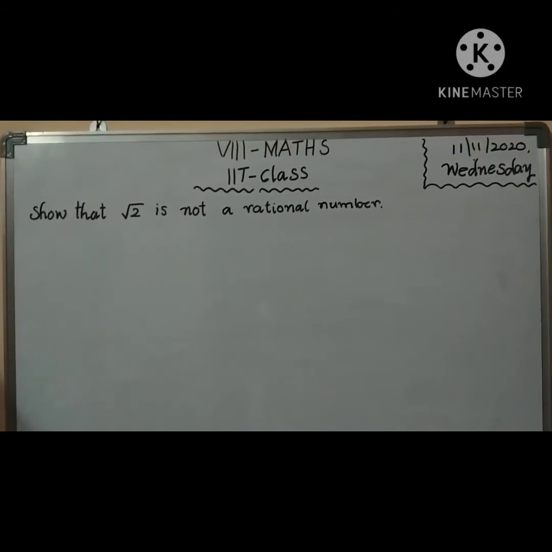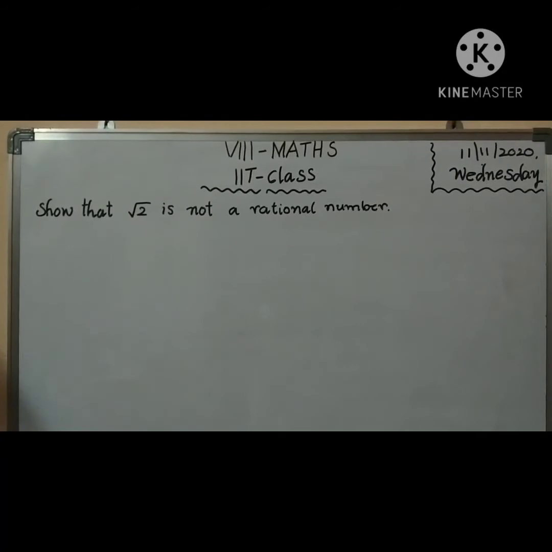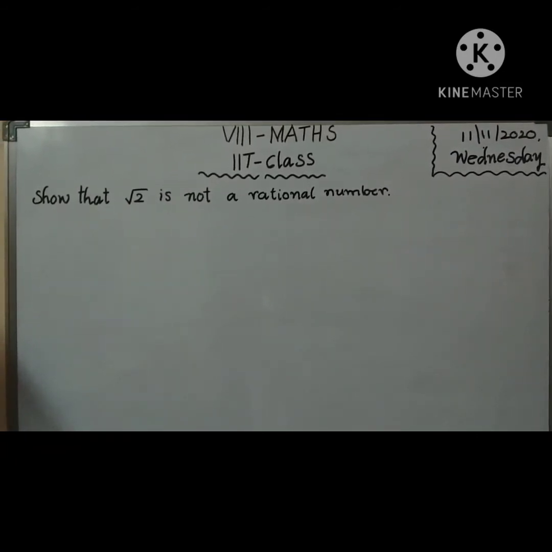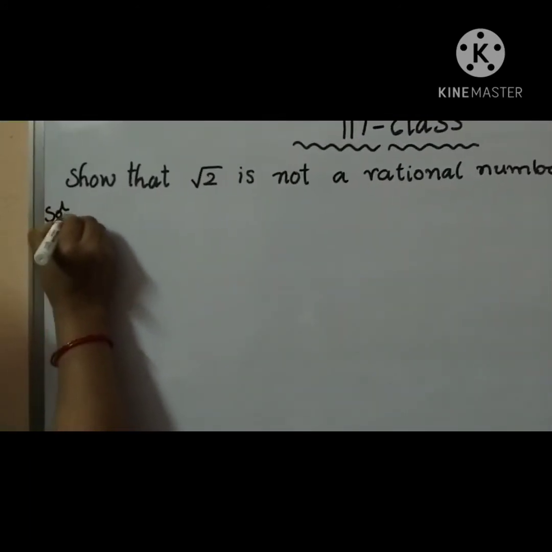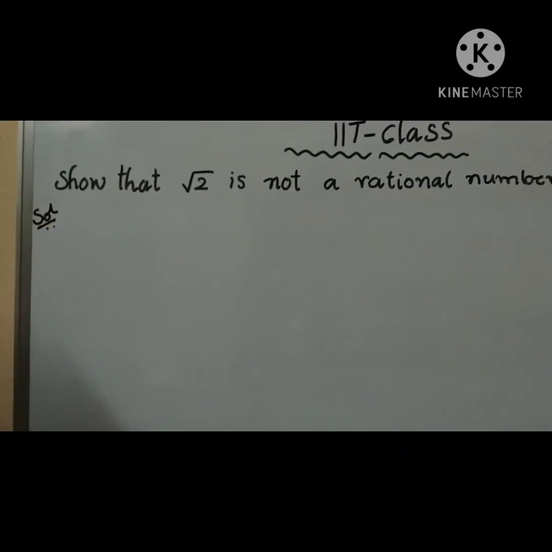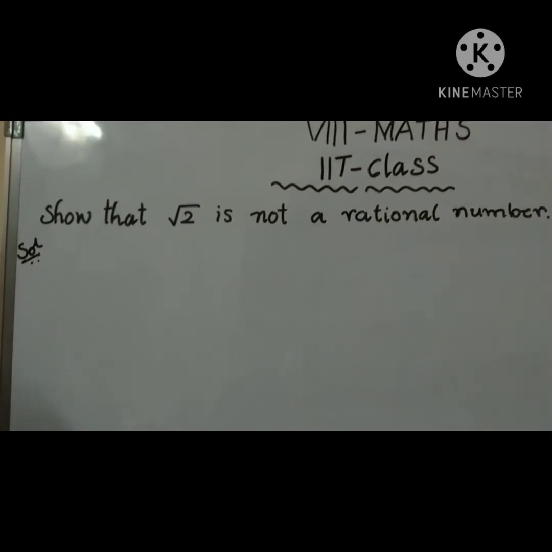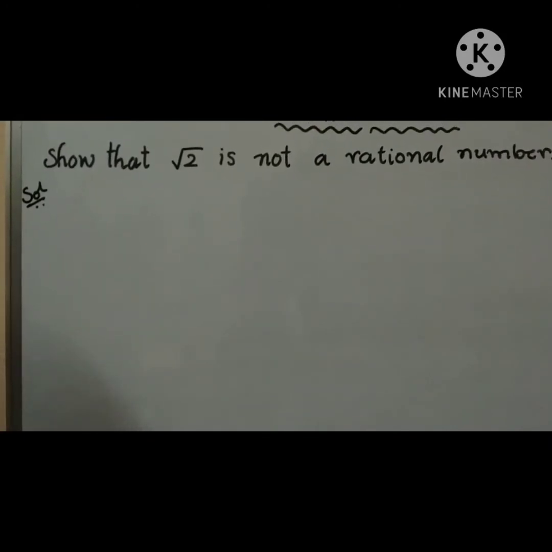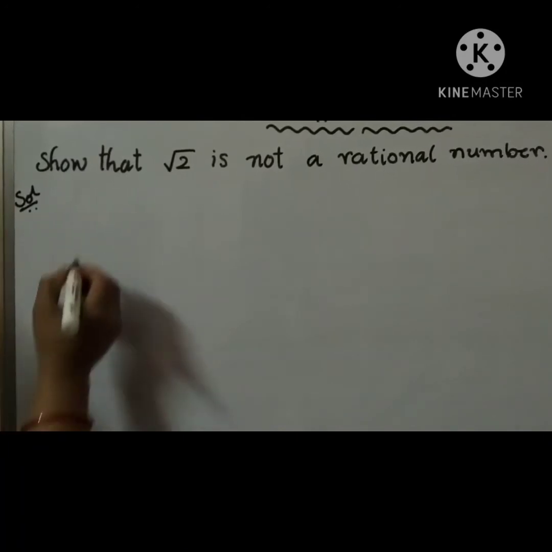Today we are discussing how to show that root 2 is not a rational number. Okay, so find the root 2 value. Suppose root 2 is a rational number, then root 2 can be expressed in the form p by q.